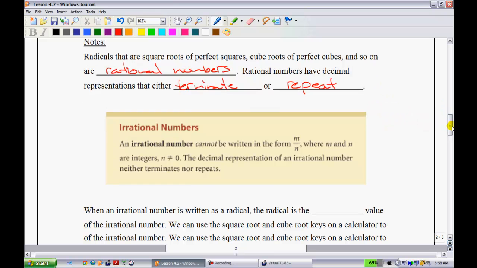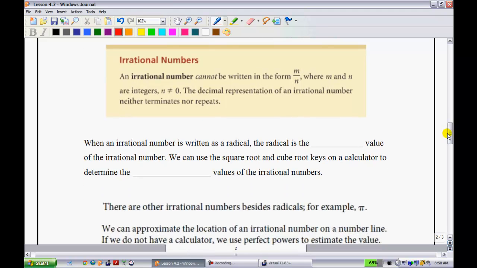All right. So here's the definition for an irrational number, straight out of the textbook here. An irrational number cannot be written in the form m over n. Basically, that just means it can't be written as a fraction, where m and n are integers such that n cannot equal 0. The reason I have this is because, of course, we cannot divide by 0. If that happens, your page explodes. The decimal representations of an irrational number neither terminate nor repeat.